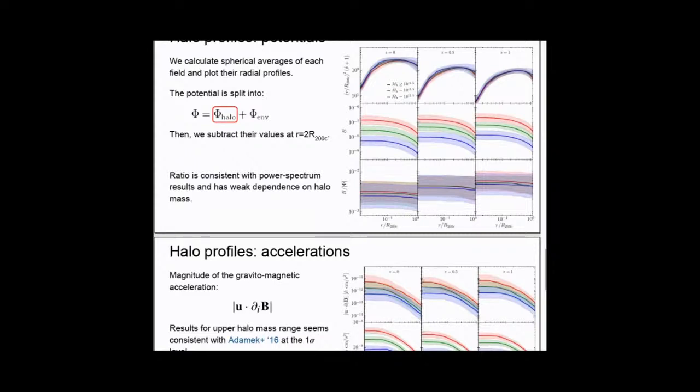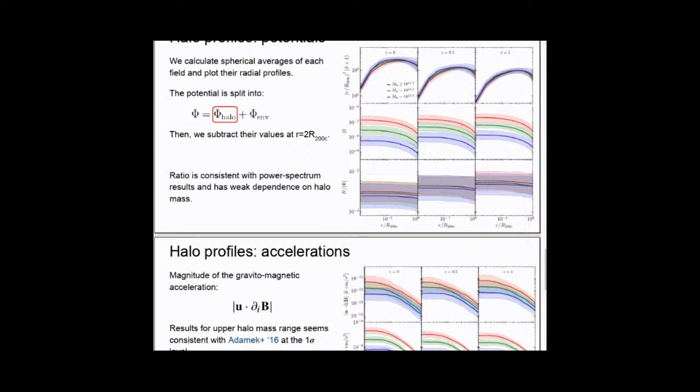What's important for us is to look at the magnitude of the vector potential. This is the middle row here. This is the spherical average of the magnitude of the vector potential. And you see that this actually correlates with the halo mass, and it flattens towards the inner parts of the halos.